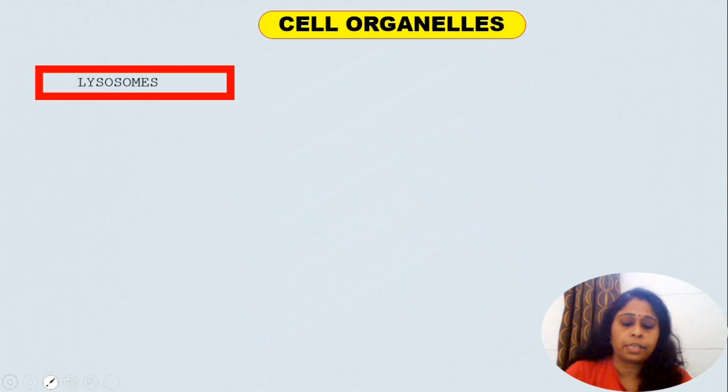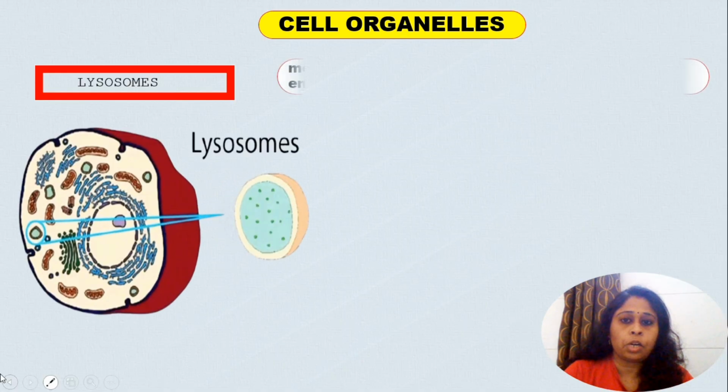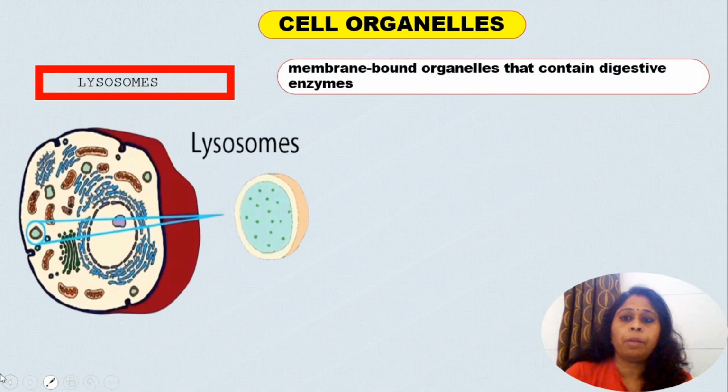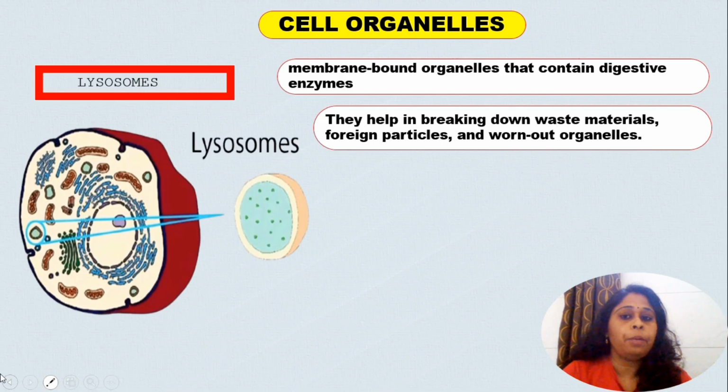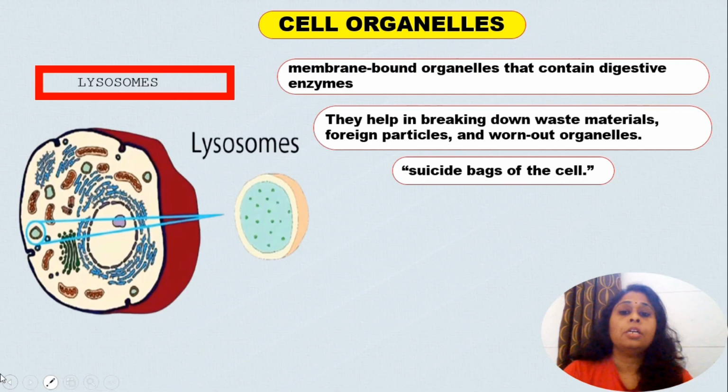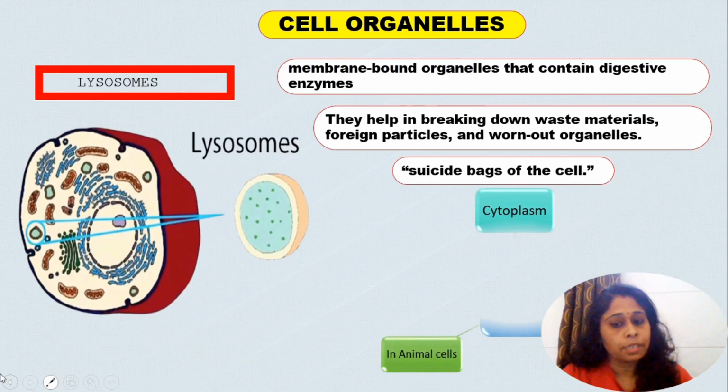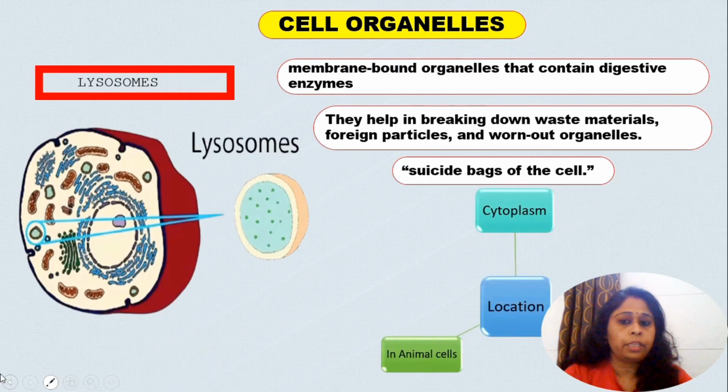The next cell organelle is lysosomes. Now, what are lysosomes? Lysosomes are membrane-bound organelles that contain digestive enzymes. They help in breaking down waste materials, foreign particles and worn-out organelles. That's why they are known as suicide bags of the cell. Now, where they are located? They are located in the cytoplasm. They are located in the animal cell, and they are rarely seen in the plant cells.